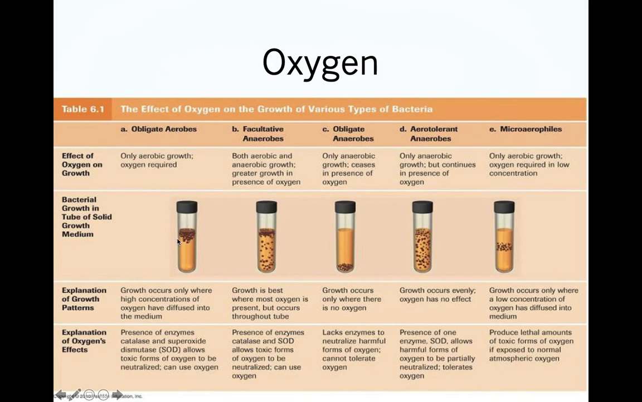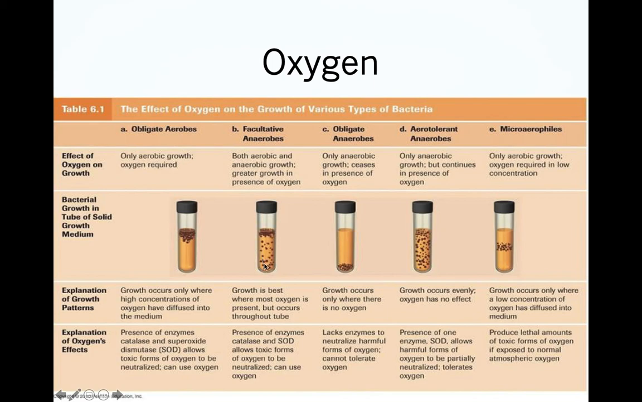Has to have it. Over here, you have a facultative anaerobe. These guys prefer oxygen, but they don't have to have it. So you can see that over here. You see most of them gathered up at the top, a big blob of them, but they are spread out through the rest of the test tube.